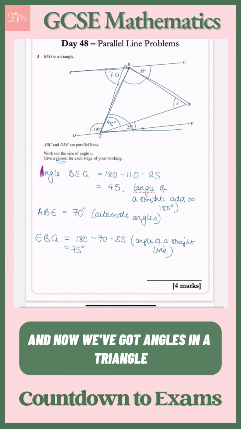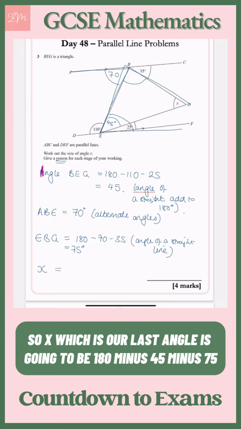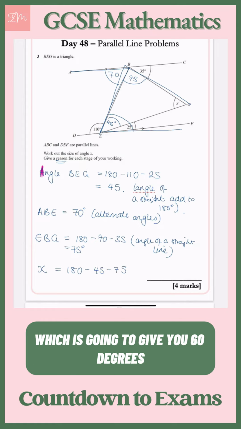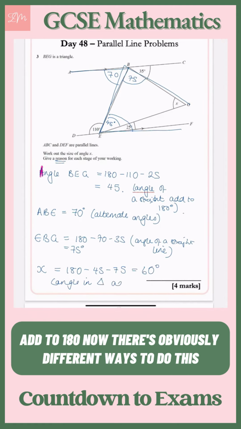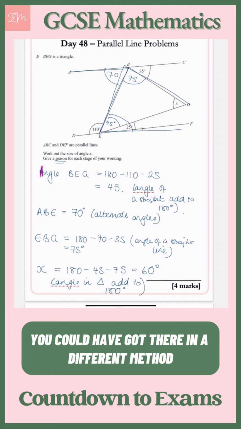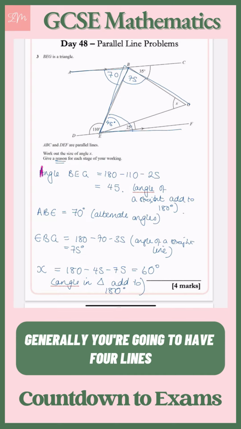And now we've got angles in a triangle, which we know add up to 180. So X, which is our last angle, is going to be 180 minus 45 minus 75, which is going to give you 60 degrees. And you would write angles in a triangle add to 180. Now there's obviously different ways to do this. You could have got there in a different method, but this would give you your 4 marks. Generally, you're going to have 4 lines.